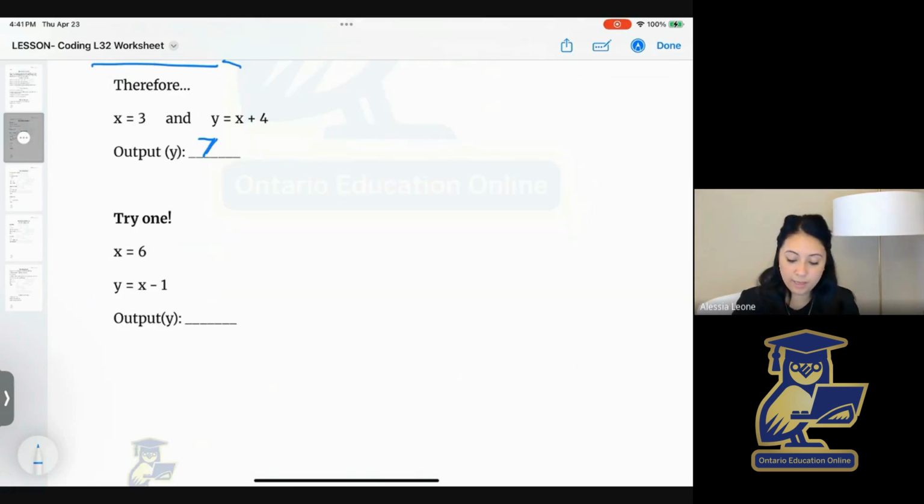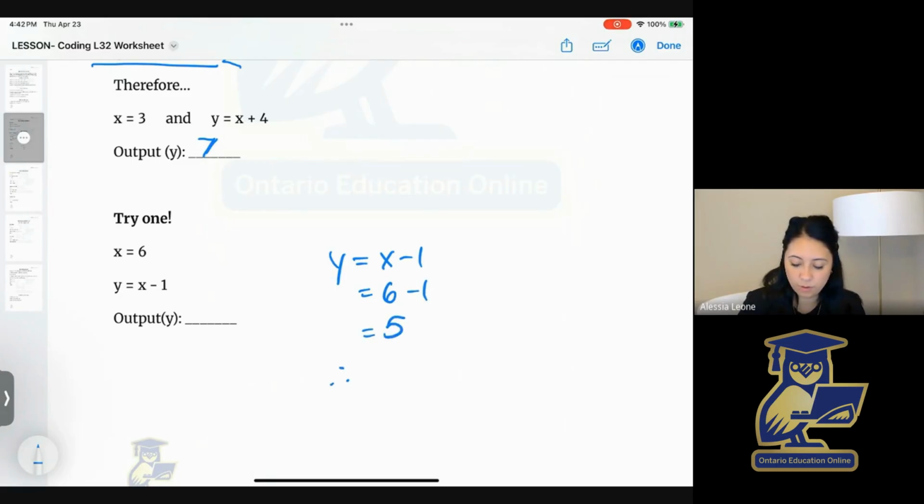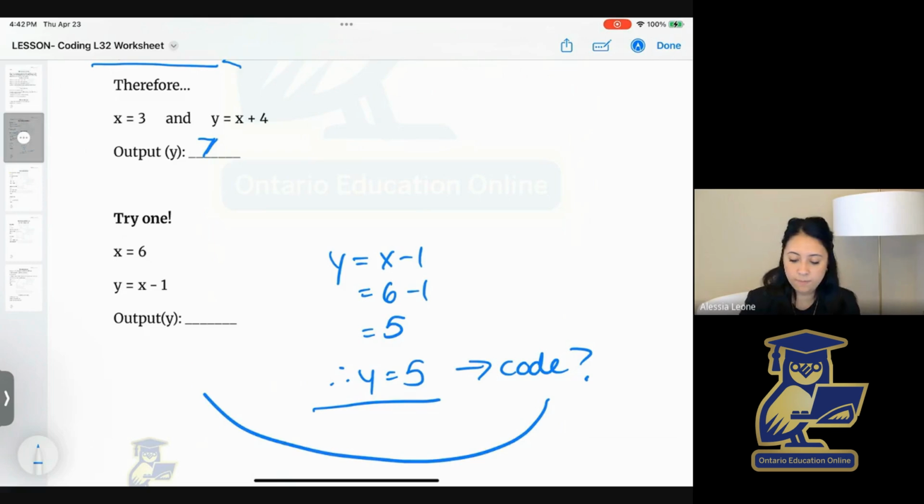Now we're going to try one. It's asking you for output y. So we have to find our equation for y. It's giving us our x. So let's do our math first. Y, x is 1. 6 take away 1 is 5. So therefore, we know y is 5. So how do we write this in code? So we're going to write output y colon 5. That's how we will write it.